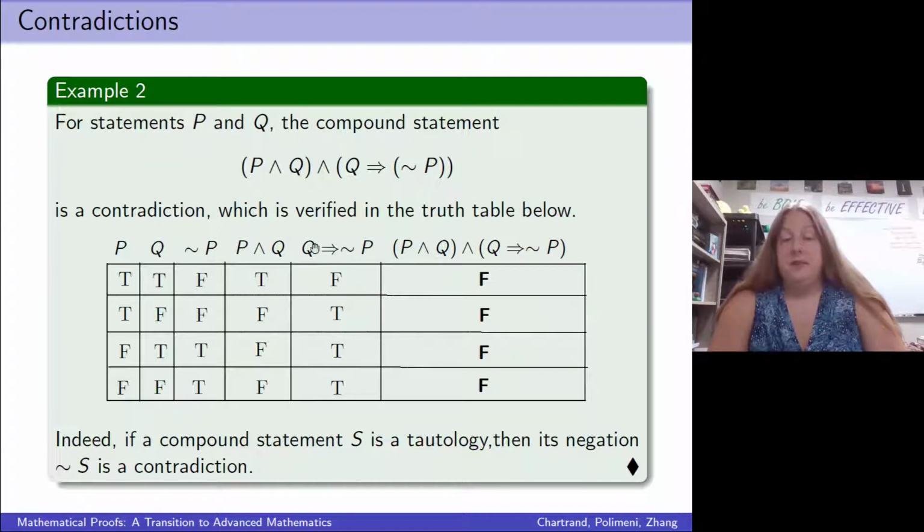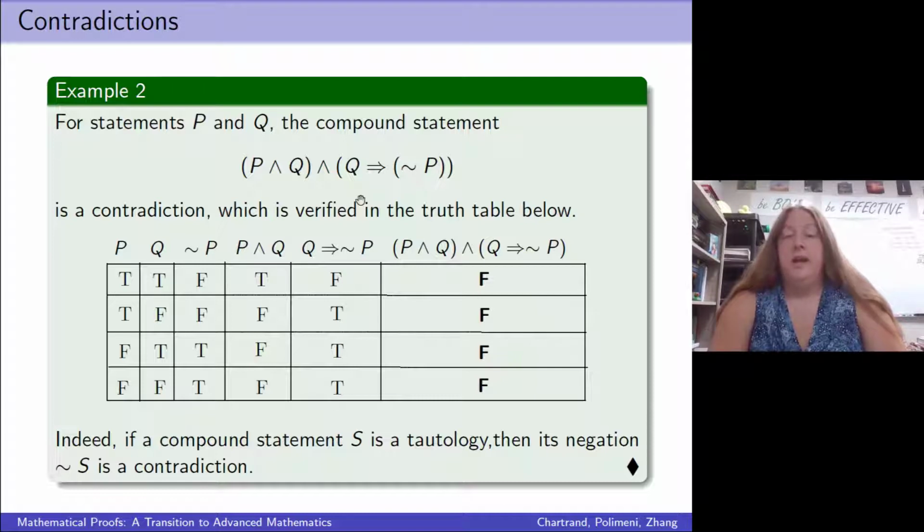So in this statement, remember, implications are always true unless Q is true and not P is false. So I go through, Q is true, not P is false, so it's false. And then every other time, either Q is false or not P is true. And so I have a column that looks like that.